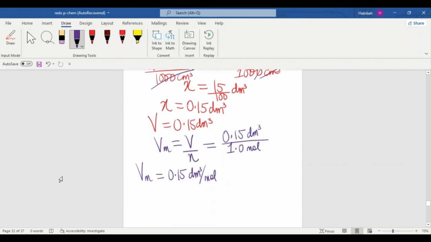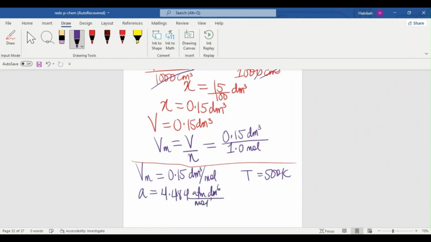So I'm just going to quickly rewrite all the parameters so we don't have to keep going back and forth. Give me like 2 seconds. Let me just rewrite it. So you have the temperature is 500 Kelvin. A is 4.484 atm dm^6 per mole squared, and then B is 4.34 times 10 to the power of negative 2 dm cubed per mole.